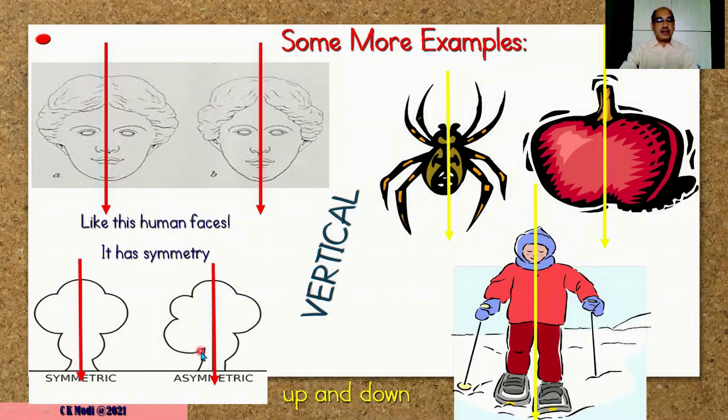Now, on the other hand, look at this image of this tree, where you can pass a line through the center of this tree. However, this part is not a mirror image of this part. Therefore, it is asymmetric. So all these lines are vertical lines.